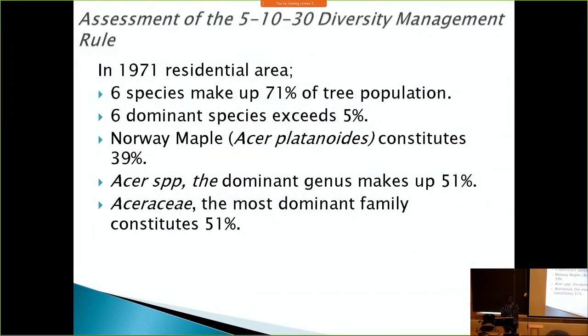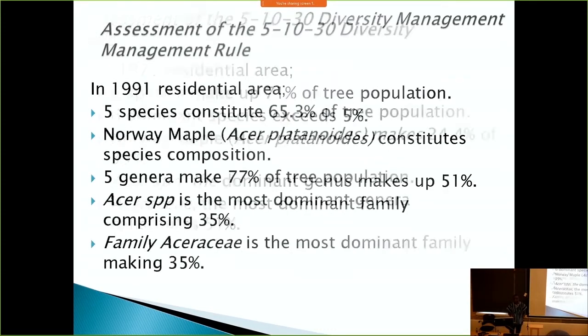So based on the 5-10-30 diversity management rule, we realized that in the 1971 residential area, only 6 species make up 71% of the entire tree population. 6 dominant species exceed the 5%. They make up the 71% tree population. The Norway maple was found to be 39%. Acer species was found to be the most dominant genus, making up 51%, and Aceraceae was found to be the most dominant family, constituting 51%.